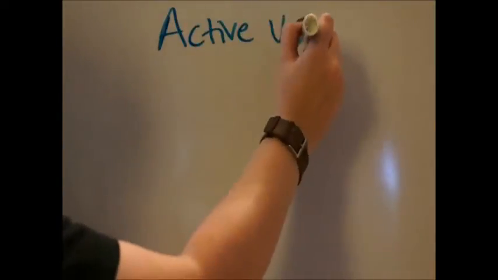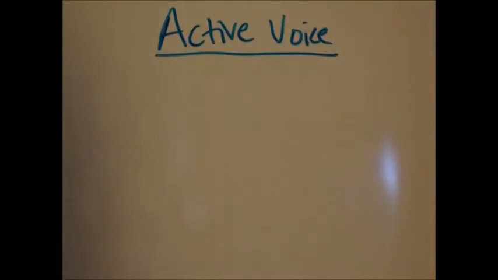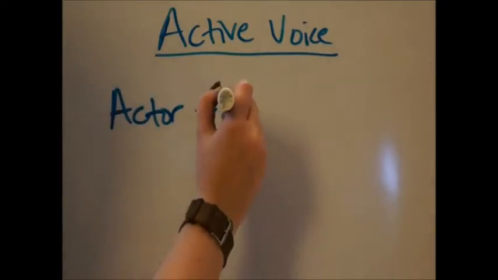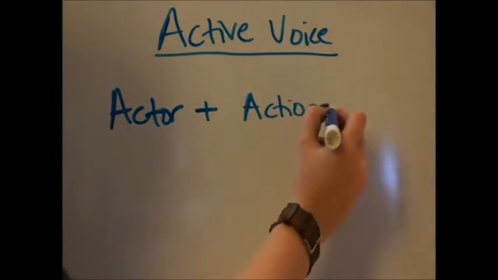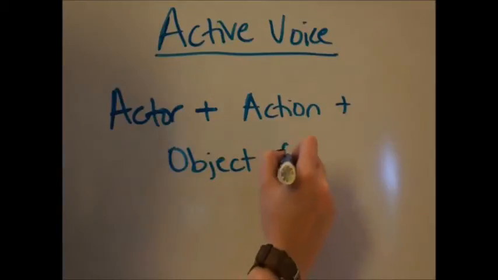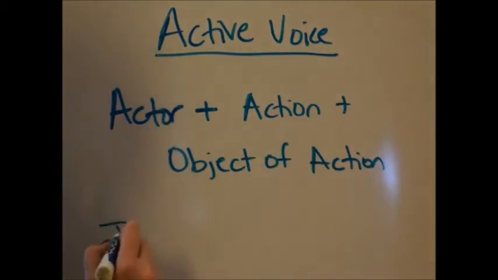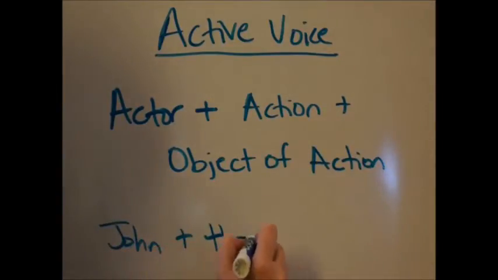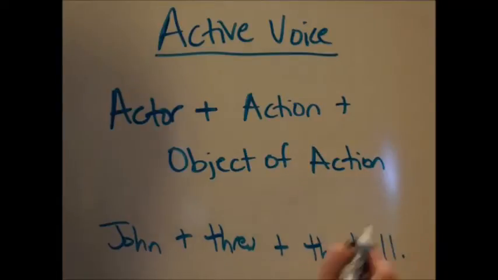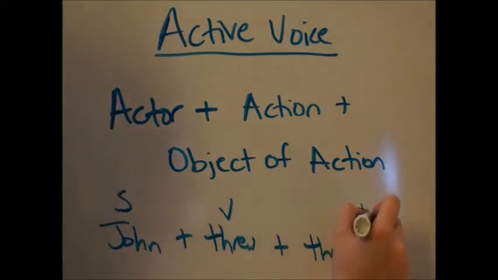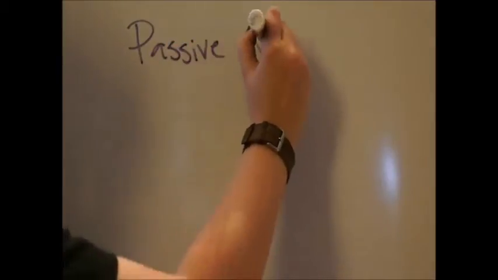Another way to look at active and passive voice is to break it down into these terms. You will end up with the actor plus the action plus the object that is receiving that action. So what you'll end up with in the sentence before is you have John plus threw plus the ball. So here you have John is your subject, threw is your verb, and the ball is your object. So that's active voice.